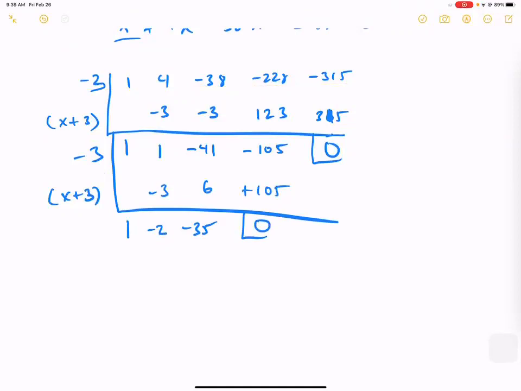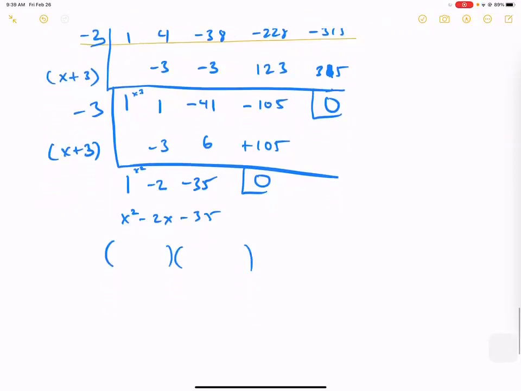We're left with x squared minus 2x minus 35. Let's see if we can factor this. What two numbers multiply to 35 and subtract to be 7? Hopefully you guys are catching it and you're able to do it a lot faster. So it's 7 and 5. X, 5, x, 7. Who has to be negative? The larger number gets the negative.